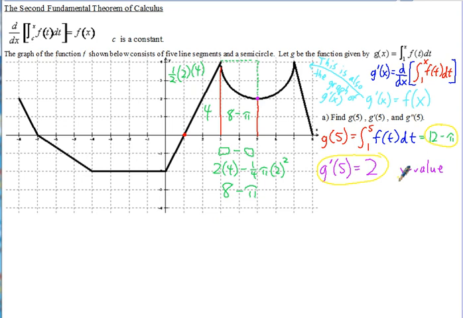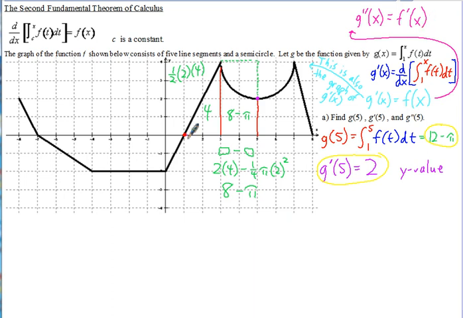And finally, we need g double prime of 5. Well, if g prime equals f of x, that means g double prime would equal f prime. So g double prime is the same as the derivative of f.